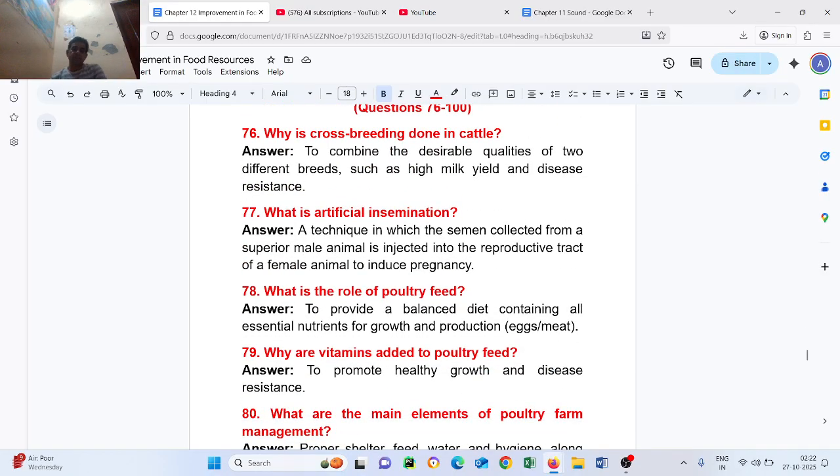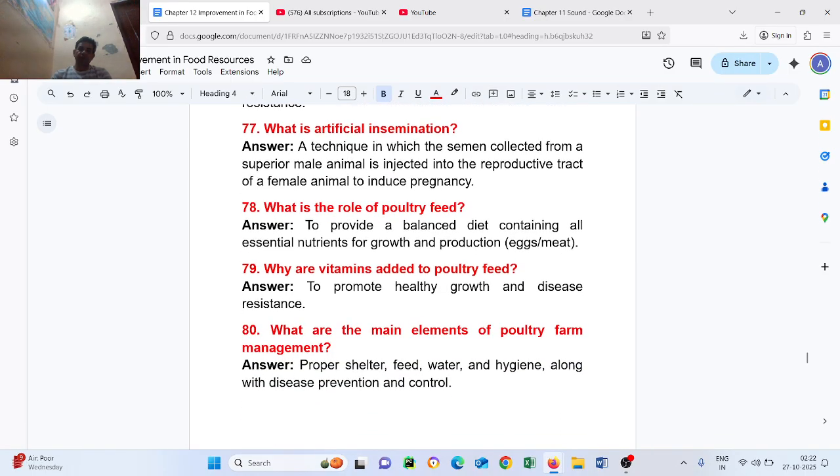Question number 78. What is the role of poultry feed? To provide balanced diet containing all essential nutrient for growth and production: eggs, meat. Question number 79. Why are vitamin added to poultry feed? To promote healthy growth and disease resistance.